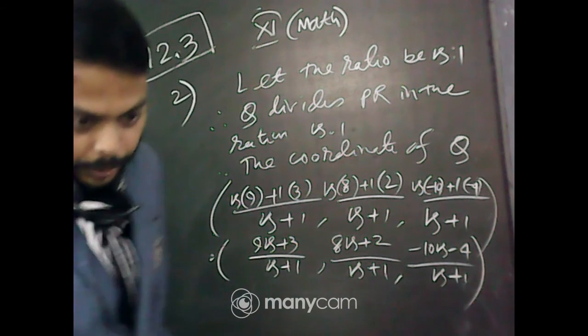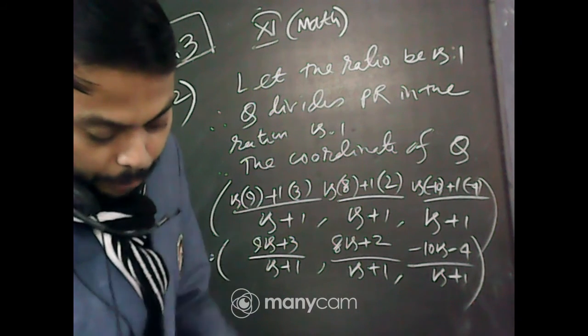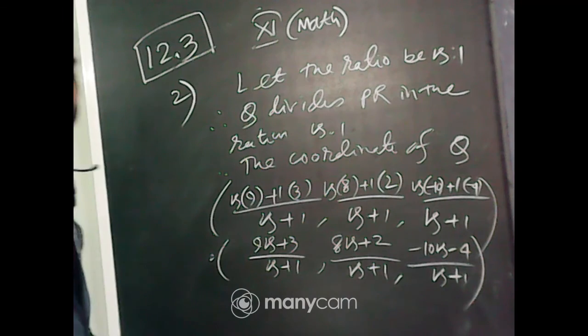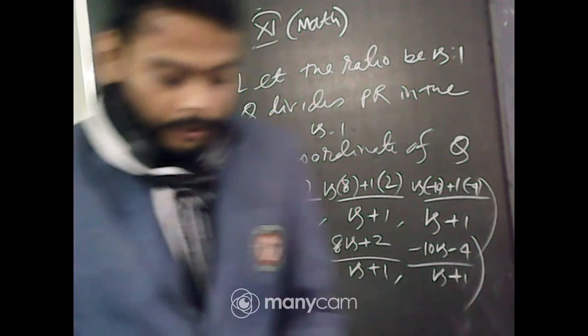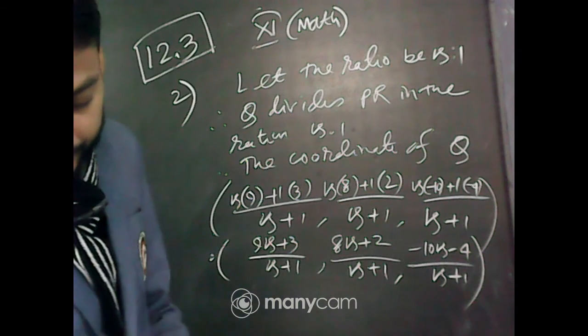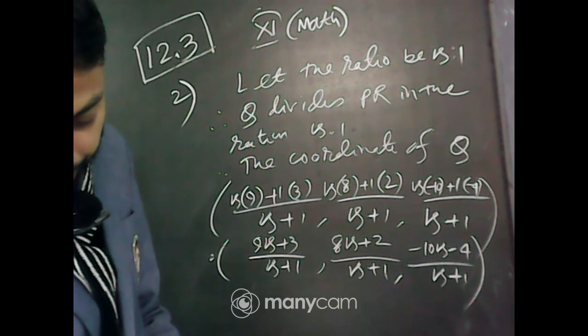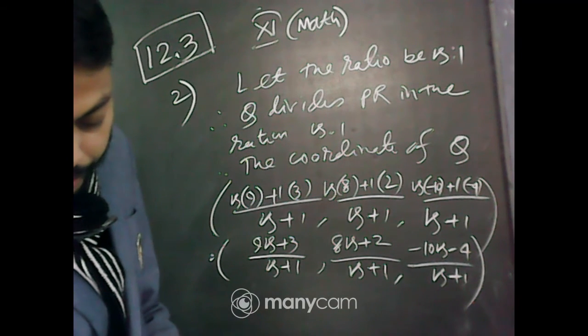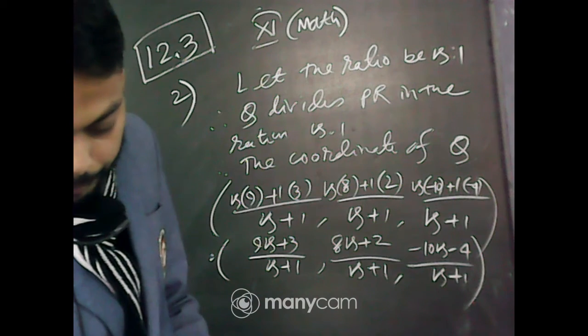Yes, Krishnendu, do it. Now I have to compare with the coordinate of Q, because the coordinate of Q is given here. We have found it from the formula. Also it is given that the coordinate of Q is 5, 4, minus 6. So according to the condition, the first portion will be 5.